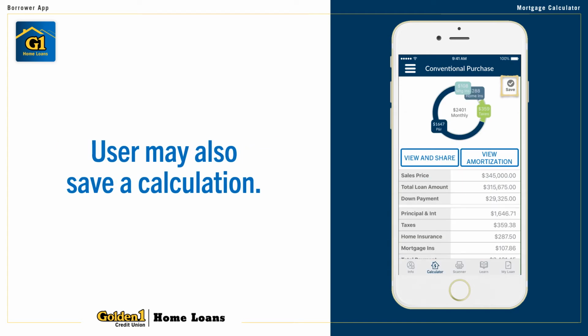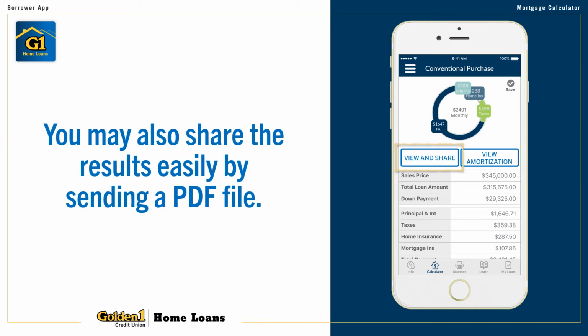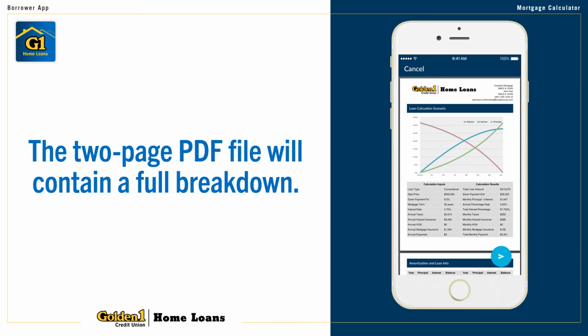Anyone who uses this calculator may also save a calculation by using the Save button in the upper right-hand corner and giving the scenario a name. Or you may also share the results easily by sending a PDF file with all the loan details. This 2-page PDF file will contain a full breakdown of the loan scenario that was created. Plus, it will have the loan officer's contact information across the top of the page.